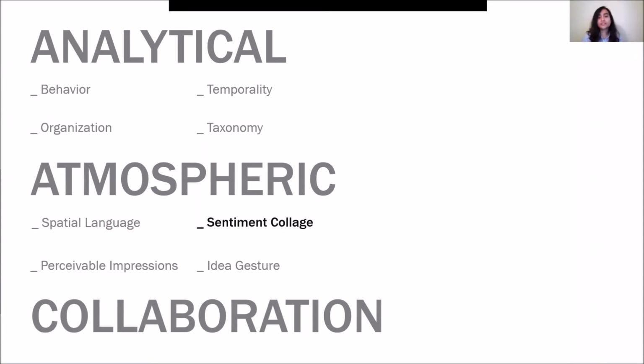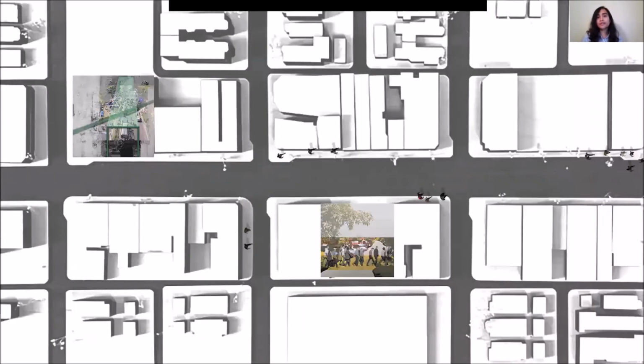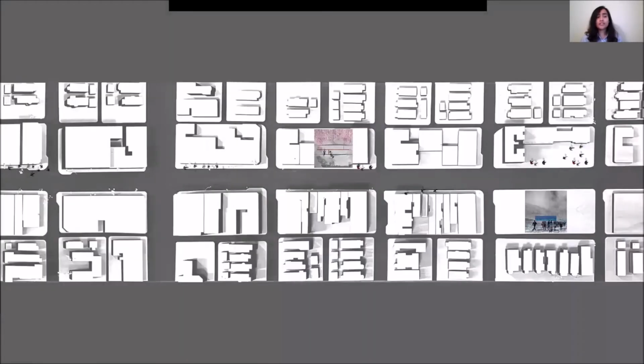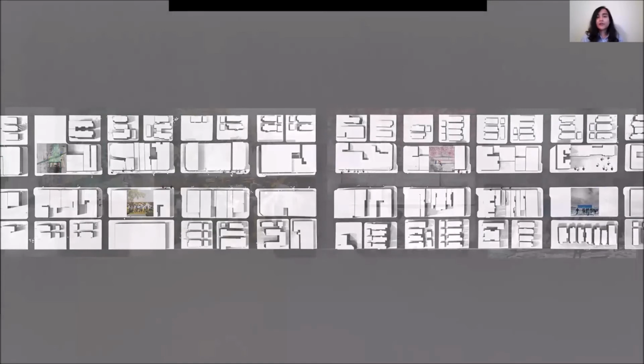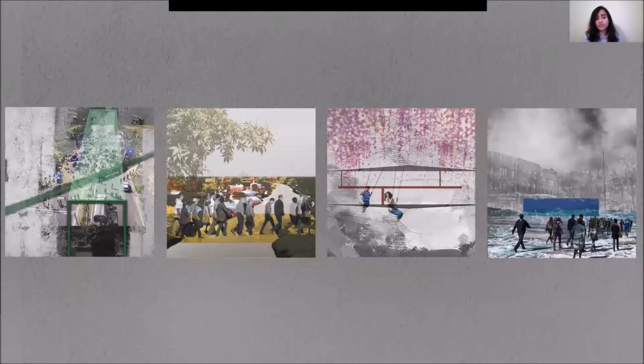The next type is a sentiment collage. So sentiment collage and idea gesture, like I was talking about, are driven a little bit more towards the solution. In this case, my idea was to introduce 4 new types of immigrants onto the street. And the idea was that I tried to allocate one characteristic or identity to each of these 4 new immigrants. So the first one, which was called the encroaching immigrant, had this identity of taking over another space. The other one, which is seen in yellow, was the bridging immigrant, which tried to bridge 2 spaces together. Third one was a suspended immigrant, which was suspended in between a space. And the fourth one was a floating immigrant, which culminated as a floating pavilion.